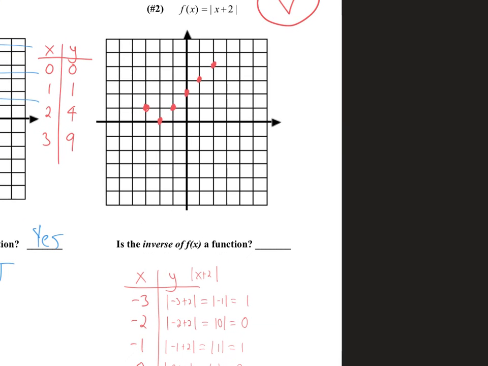Okay. So now we've got to graph this. You can see it's going to make a V. That wasn't a great line. Let me fix that.